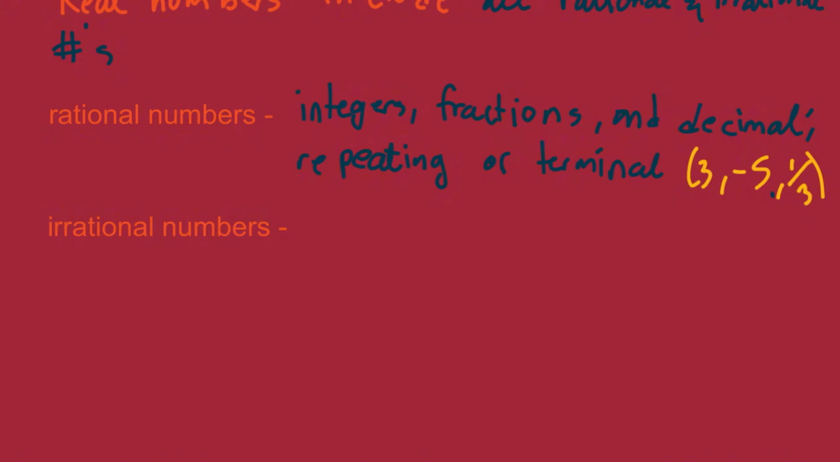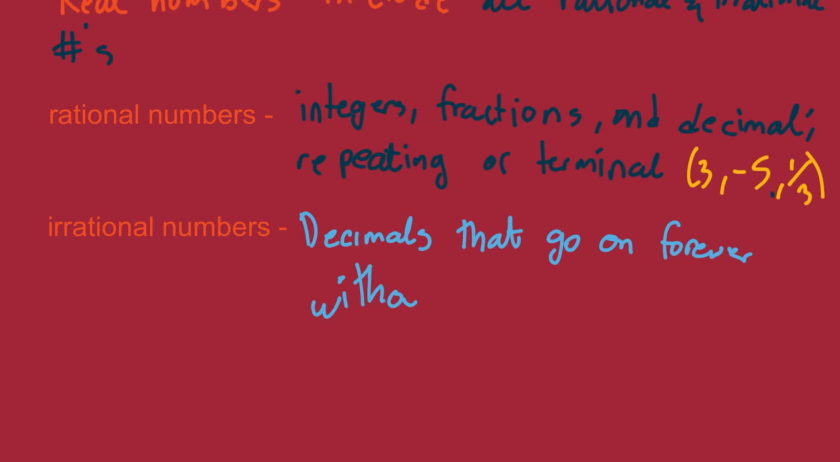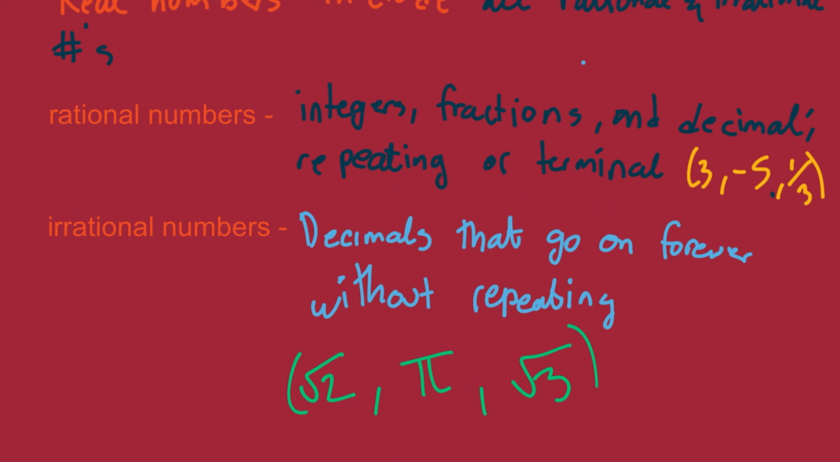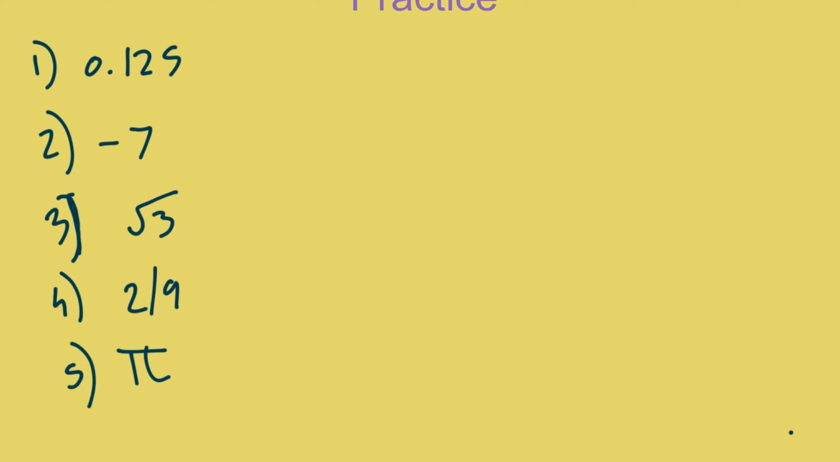However, irrational numbers are decimals that go on forever without repeating. Examples of this can be square root of 2, pi, square root of 3, anything. Now use this time to do these practice problems. Pause the video, determine if they are irrational or rational.